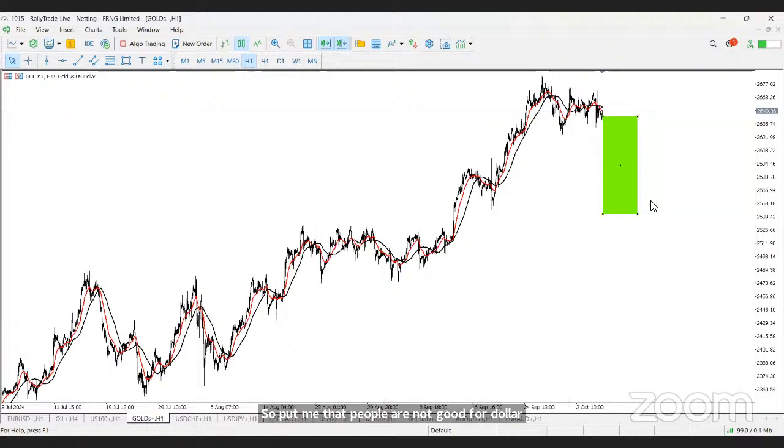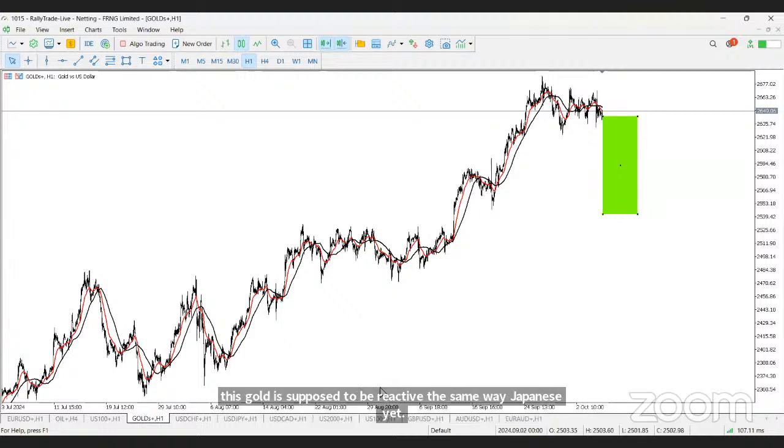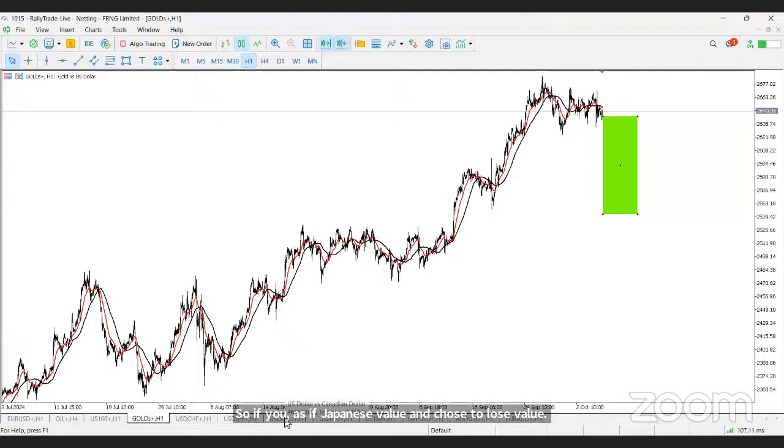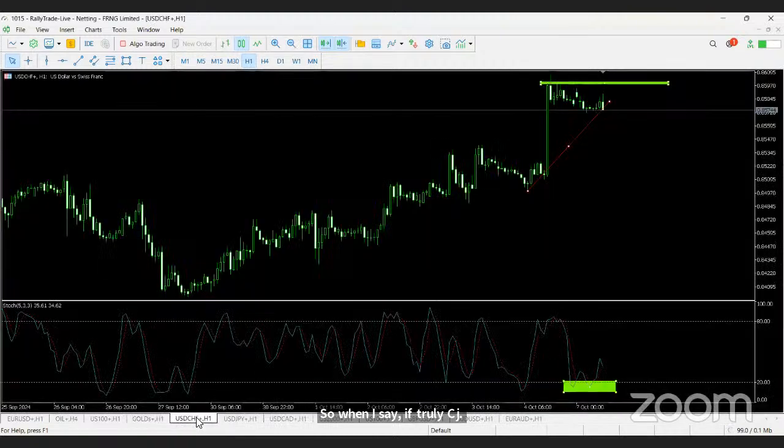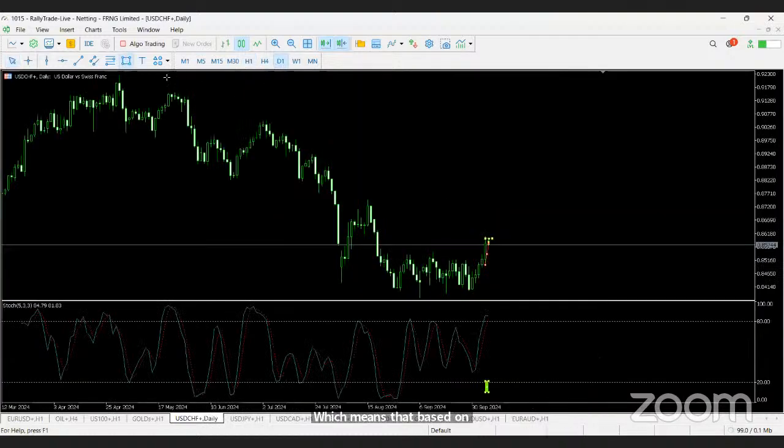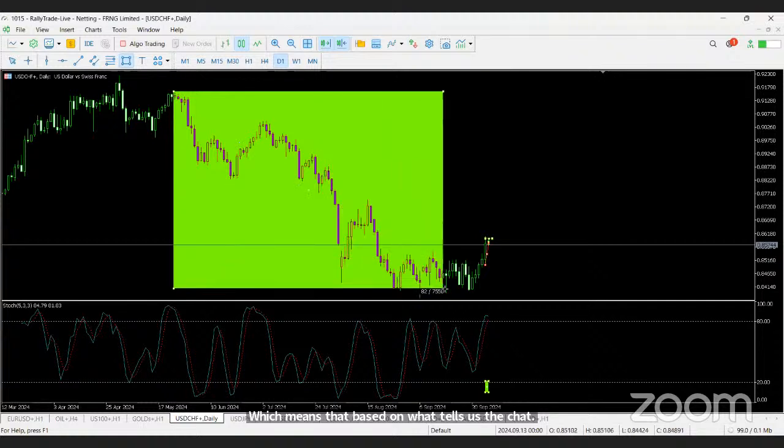But let's now check, because gold is supposed to be reacting the same way as CHF and Japanese yen. If Japanese yen loses value and CHF also loses value, it means there's something fundamentally funny with gold, which means you cannot sell gold, but you can buy Japanese yen, okay? And of course, you can buy CHF. So we now said, if truly CHF lost value, and we checked, and of course, we have it here, CHF lost value. Therefore, CHF will continue to lose value, because based on what the D1, the daily chart, tells us, CHF has been gaining value since all this part, up to this level. Therefore, now CHF will lose value. That's what we have concluded based on this information.